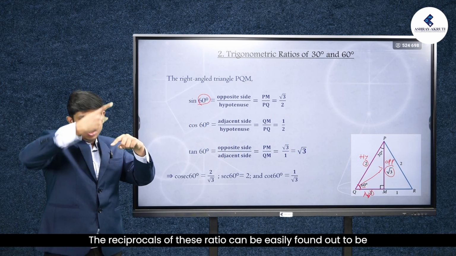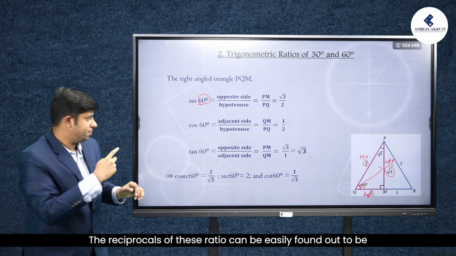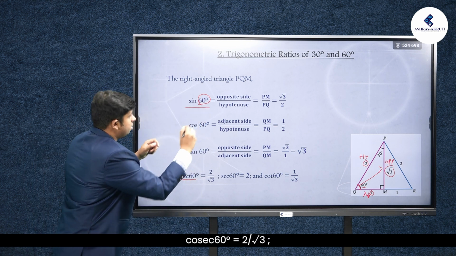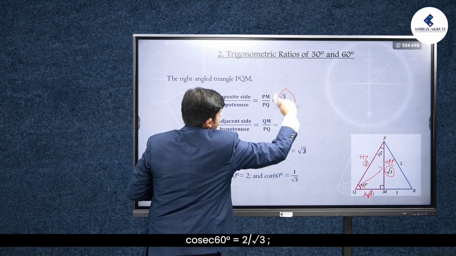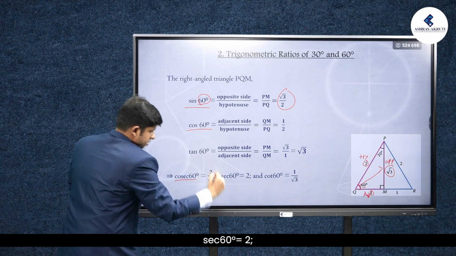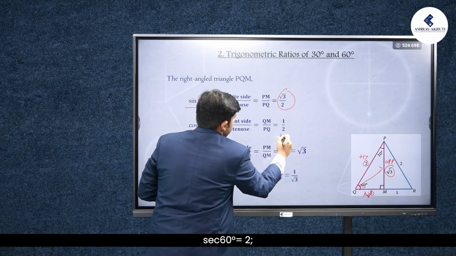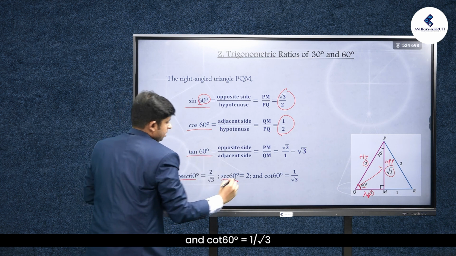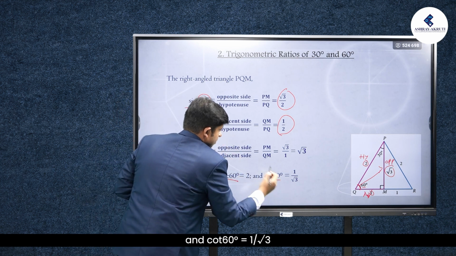The reciprocals of this ratio can be easily found out to be cosecant 60 degrees is equal to 2 by root 3. Secant 60 degrees is equal to 2 and cot 60 degrees is equal to 1 by root 3.